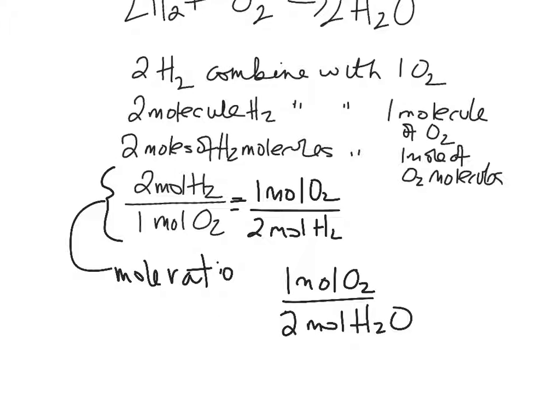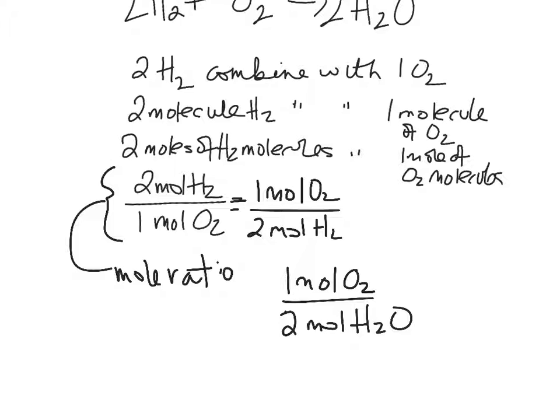Artistic license. You can't change the numbers. Okay, you can't change the coefficients. You have to use them. So if we've used hydrogen to oxygen, that's reactant to reactant. We've got oxygen to water. There's only one other ratio we can pick.